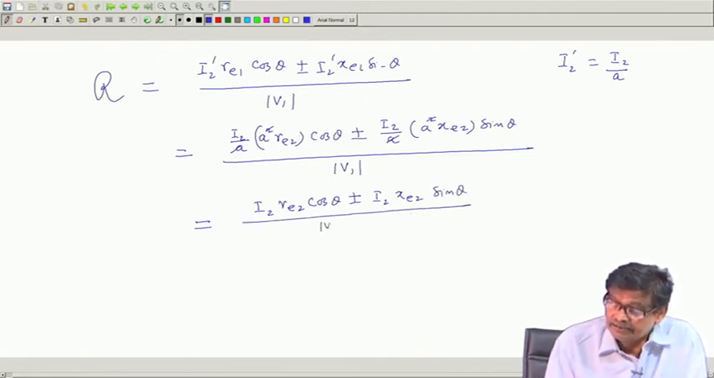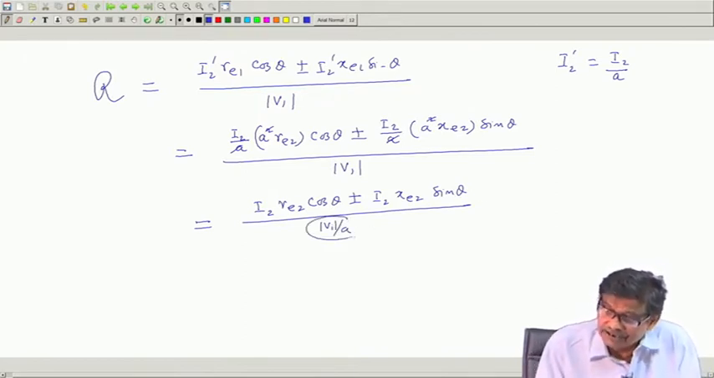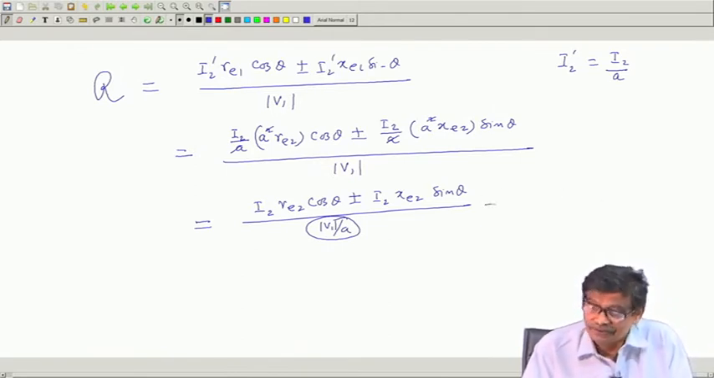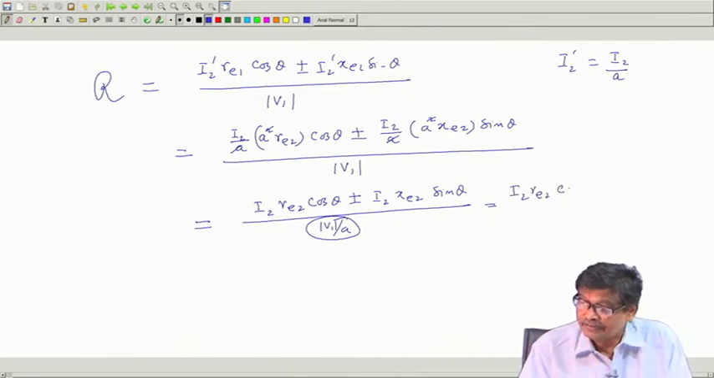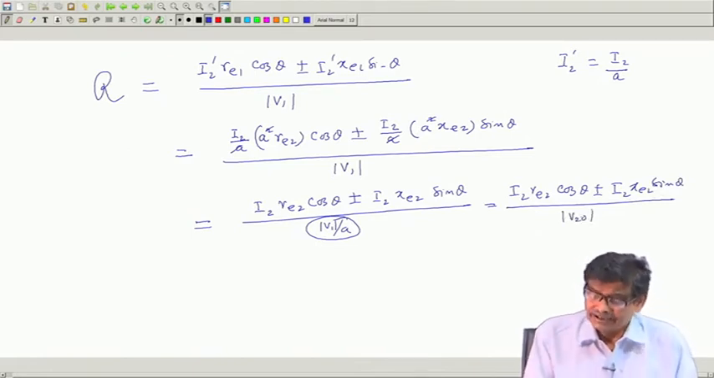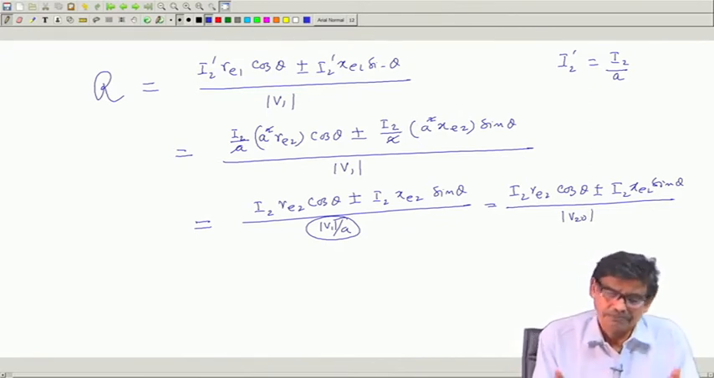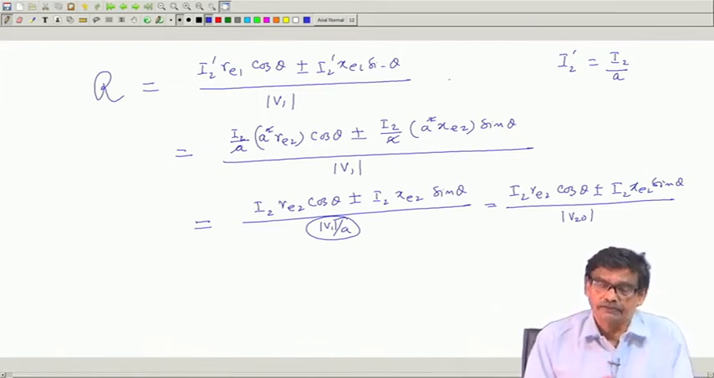divided by V 1 by A, is it? And what is V 1 by A? It is the no load voltage V 2 0. So, this is same as I 2 R e 2 cos theta plus minus I 2 x e 2 sin theta, same expression, but only thing you must be careful, this is V 2 0. So, either of them you use, but as you know, you stick to one, you always transfer it to the primary side and get these values.